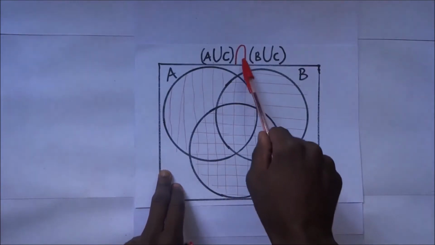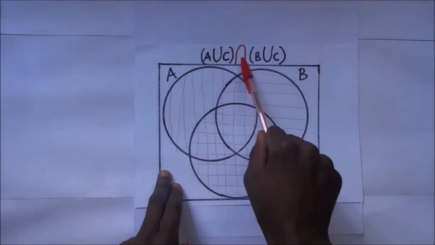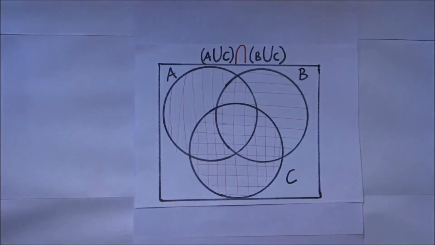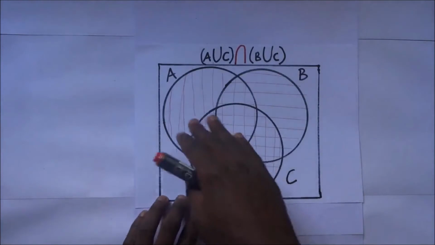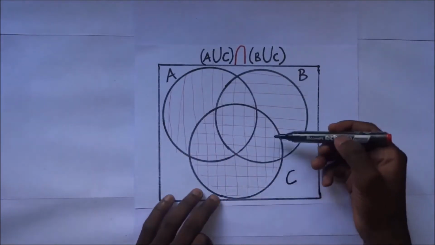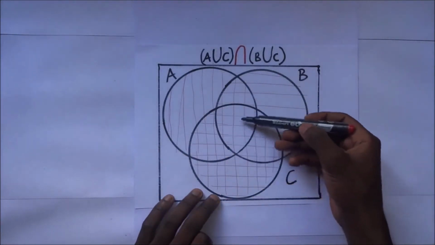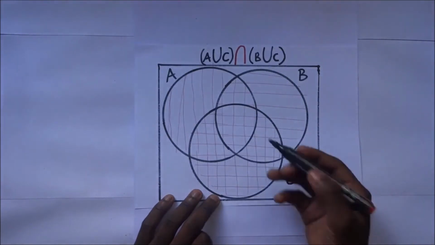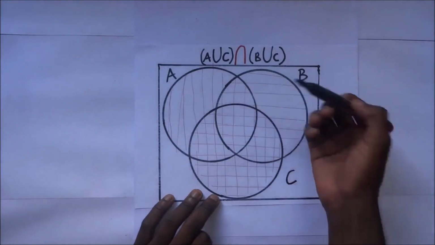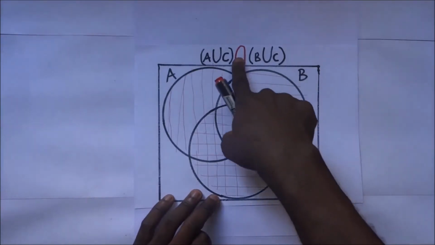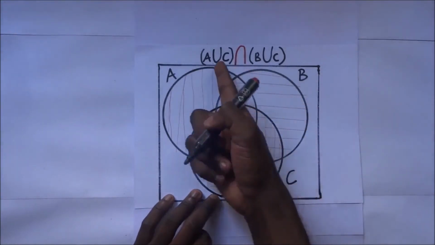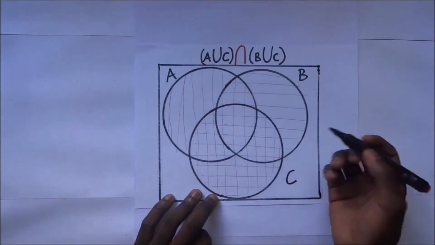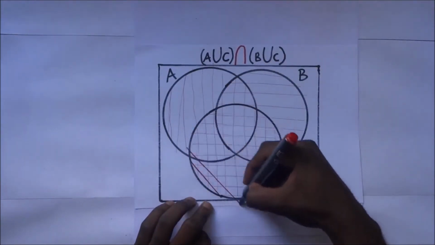So now the intersection of this and that is where the horizontal lines and the vertical lines are intersecting. And if you look here, the horizontal lines and the vertical lines are intersecting in this region, in this region, in this region, in this region. So they intersect even in this region. So where they are intersecting is where the intersection is. So the intersection of A union C and B union C is actually what we are going to, which is that.